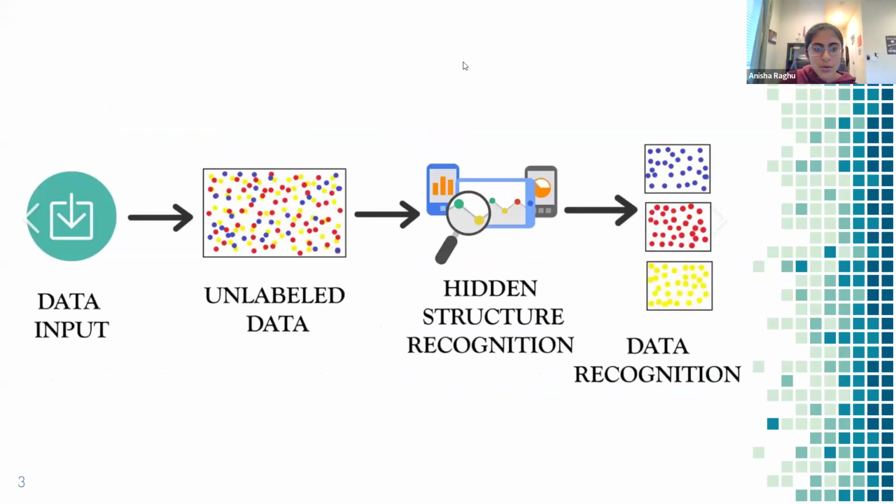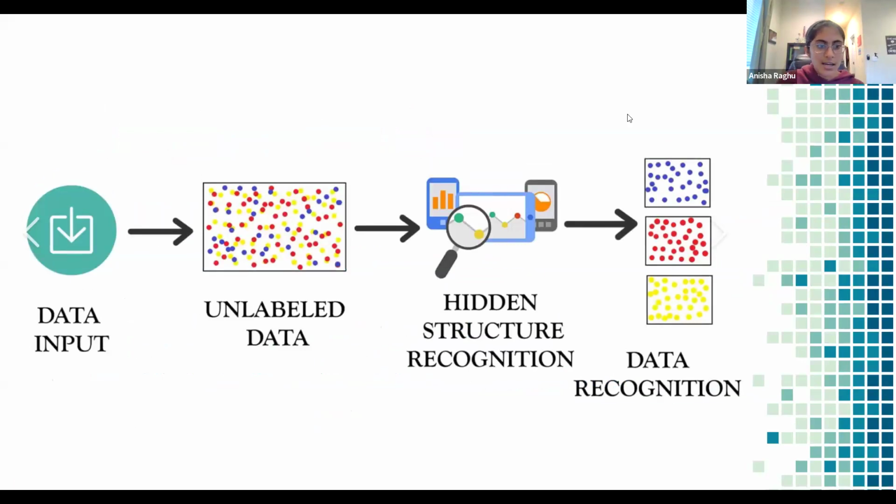So here is a quick visualization of how unsupervised learning works. You start with some data as input, and it's just a bunch of unlabeled data, so you have no idea how to partition it. Then there's some algorithm, some way to recognize or group this data, and that's the output.